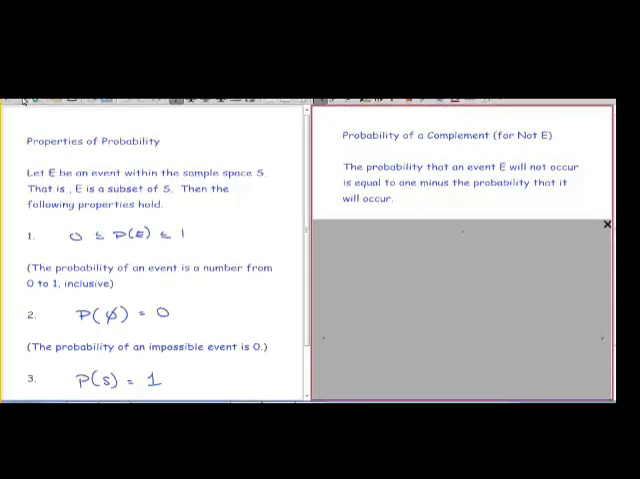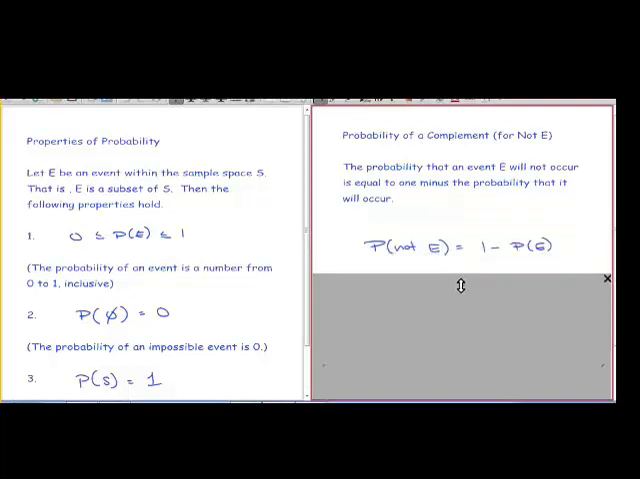So what we're talking about here when we talk about nots or ors, well, mostly not, is the probability of the complement. So the probability that an event will not occur is equal to 1 minus the probability that it will occur. And you can write that in equation form as this. So that's the probability equivalent of the complements principle that we used when counting stuff.